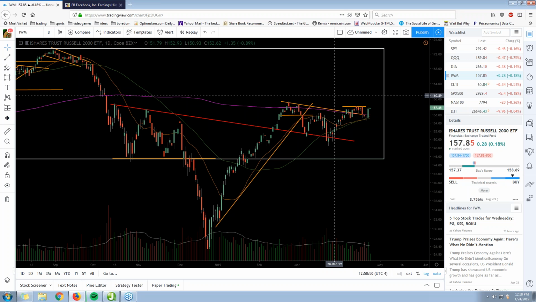But I think that as we start to get more names reporting over the next couple of weeks, we should get a better idea of how we're going to deal with these highs. And if we continue pushing past them, there's going to be some nice long opportunities in as long as we look at scenarios that don't put us in danger of just chasing price action blindly higher.